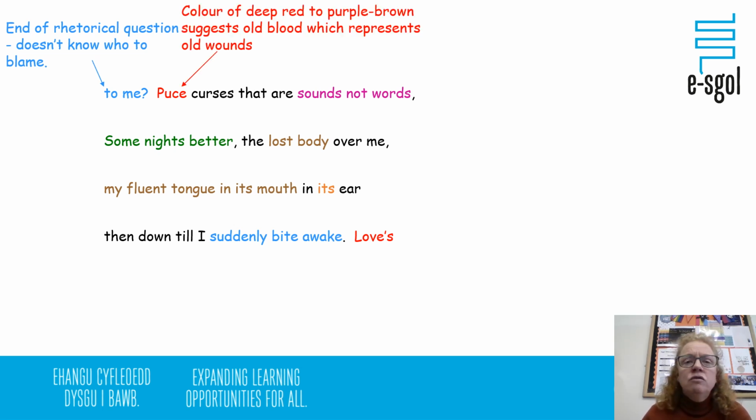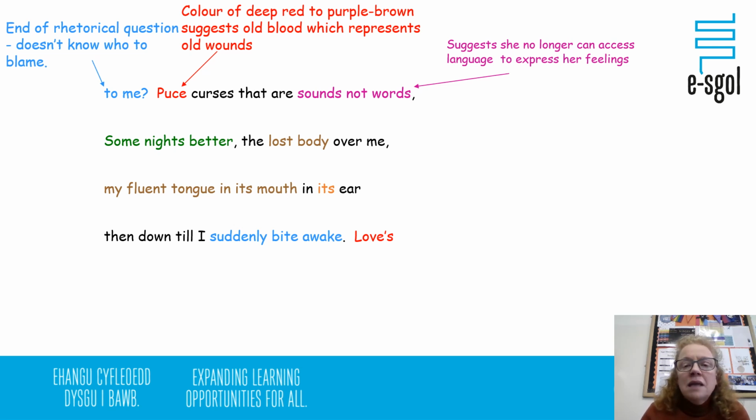Puce is that sort of really dark reddish purplish colour. Kind of suggests old blood. So when blood dries on a bandage and goes that really odd colour, that's what she's kind of referencing there. So representing old wounds to suggest that she's been hurt so much she's bled out from it.